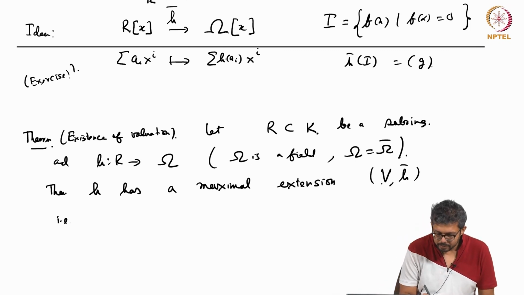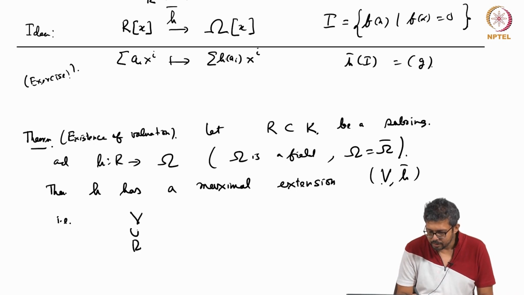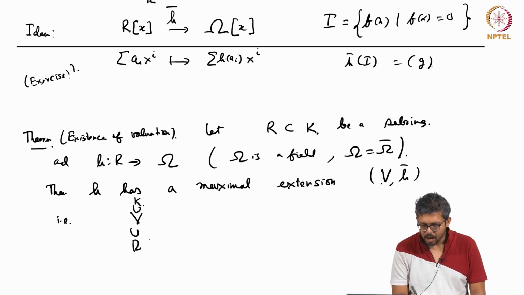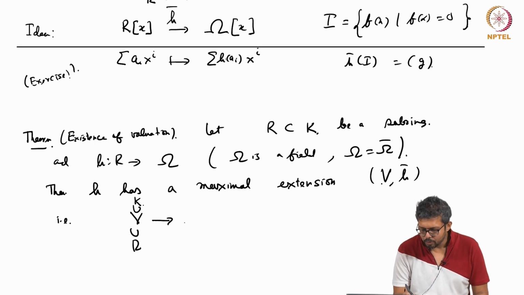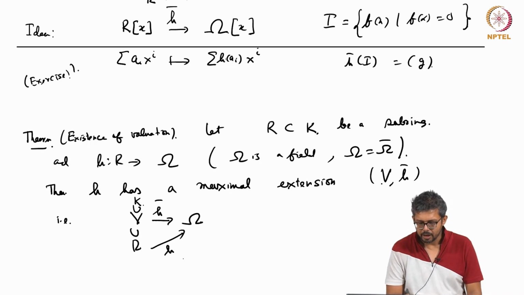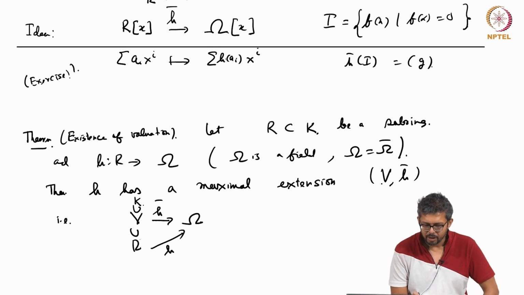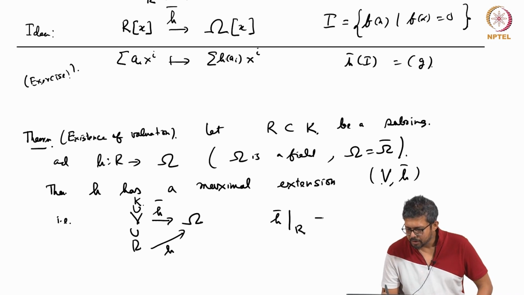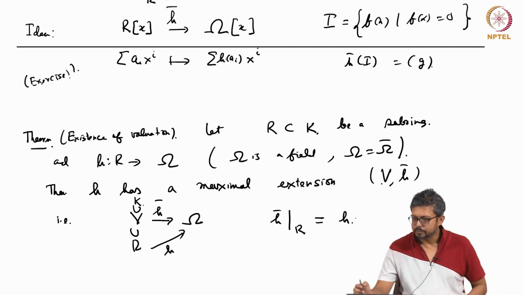That is, V is a subring of K which contains R, and you have a map h bar from V to omega which, when you restrict to R, is h. And it is maximal in the sense that this is the largest subring of K containing R such that h bar restricts to h.